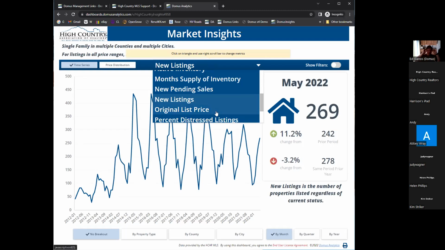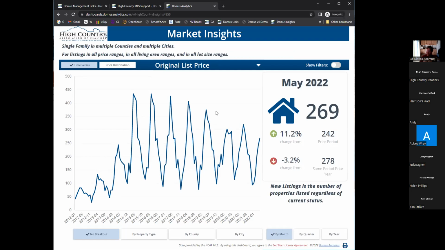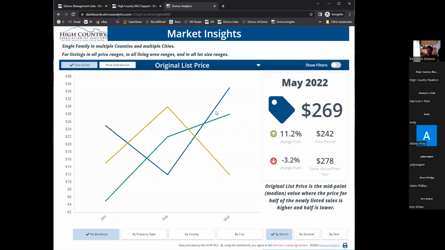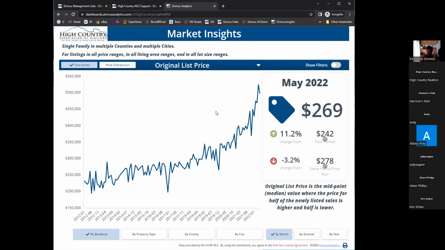Original list price is really interesting. This is actually one of my favorite metrics, and most people don't look for it. I call this seller optimism. So I'm watching original list price to make sure that, let me back up. The go-to-market price in a new listing is the culmination of everything that you're looking at when you talk to your seller.